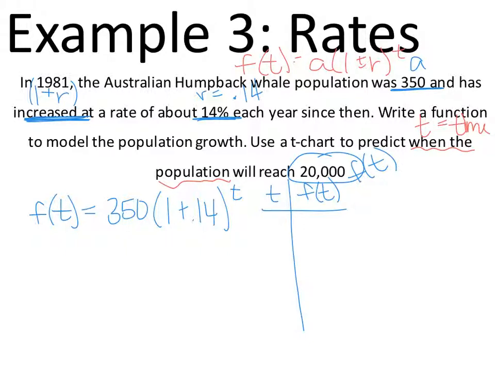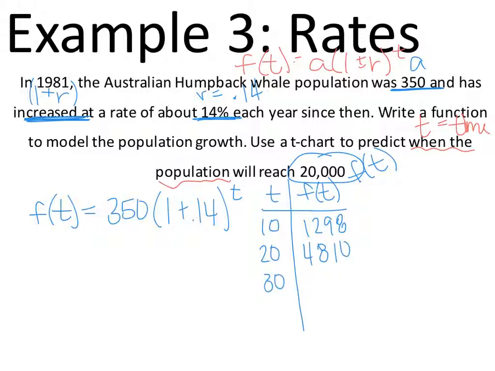So if I start with 10, if I plug 10 into my equation, so I do 350 parentheses 1 plus 0.14 raised to the power of 10, my answer would be 1,298 whales. That's not quite close enough. I needed to get 20,000. But remember, exponentials start pretty slow and then take off. So I'm going to try 20, just see what happens when I take a 10-year jump. When I plug 20 into this equation, I only get to 4,810.